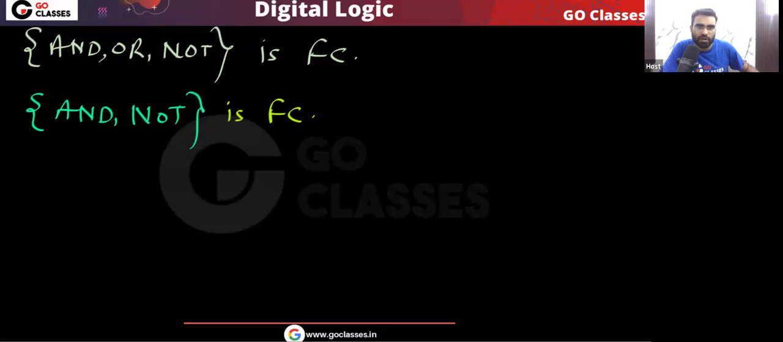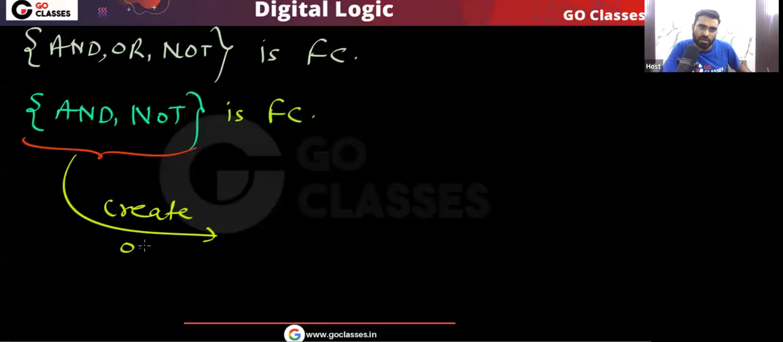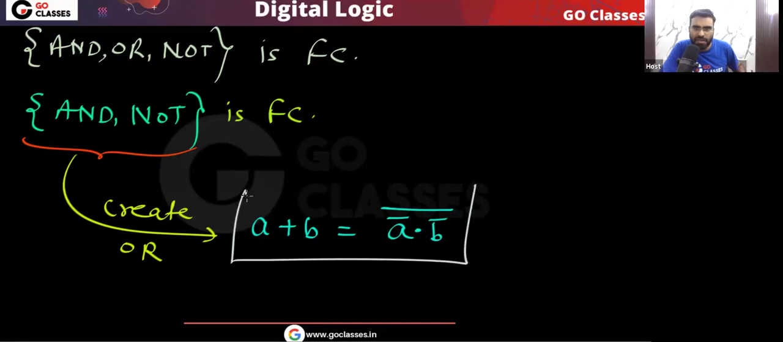So this is the point that AND, NOT is functionally complete. With the help of this, I can create OR. Tell me how you will create OR. Let's see how to create OR. Very simple. I want to create A OR B. Remember, I have AND, NOT. I have negation, and I have AND. So you can easily see that using AND, NOT, I can create OR. Is this clear? Very simple, right?